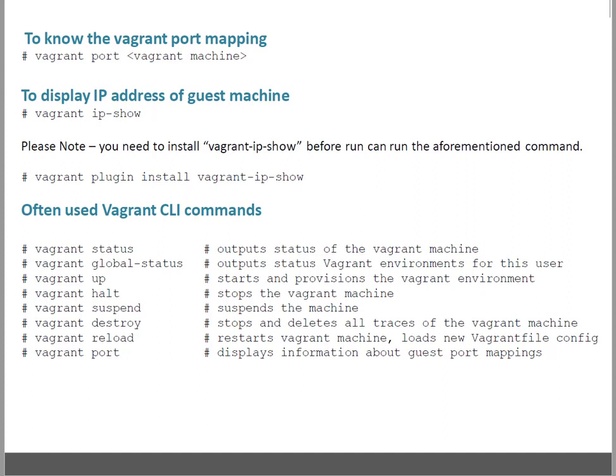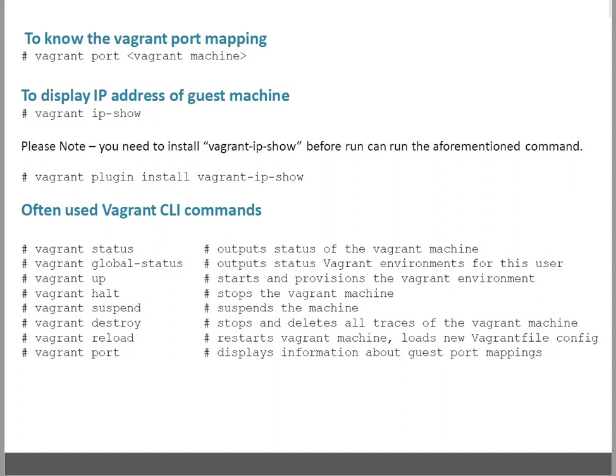I've listed a couple of other commands. Vagrant status tells the status of Vagrant machines. Global-status tells the status of the Vagrant environment for this particular user. Vagrant up brings up a VM. Vagrant halt, if you want to stop the VM. Suspend, basically suspends the VM. Destroy stops the VM, then deletes the Vagrant machine. It automatically deletes the VirtualBox machine as well. So that's good, it automatically stops and deletes the machine.